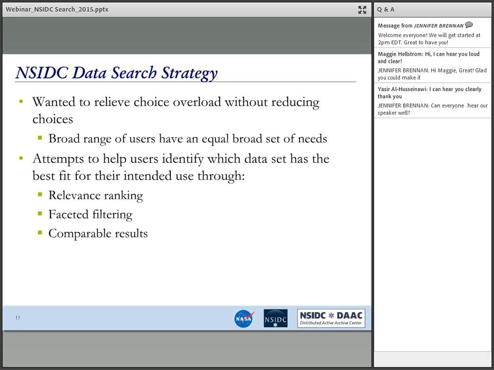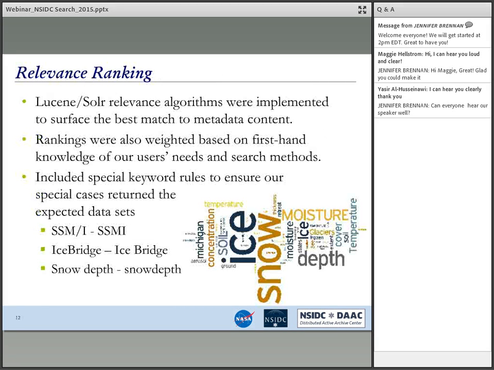And the strategy also attempted to help users identify which data set really has the best fit for their intended use. And we came up with 3 approaches for doing this: relevance ranking, faceted filtering, and comparable results. So I'll go through in a little more detail what those 3 options mean.